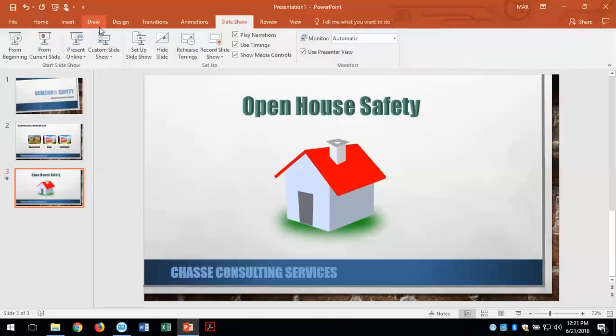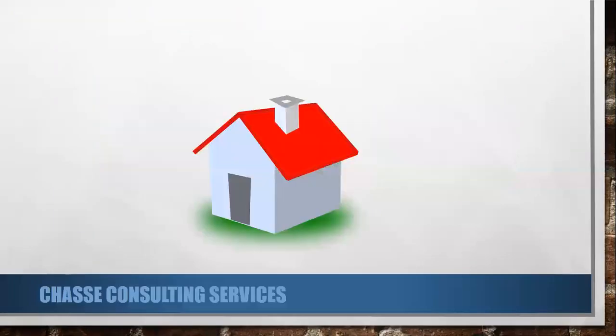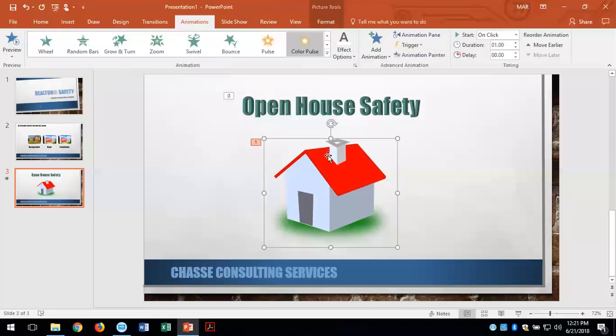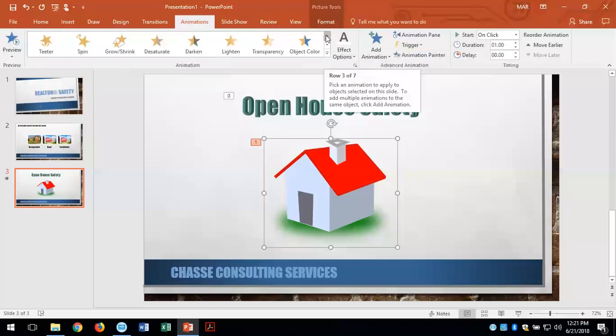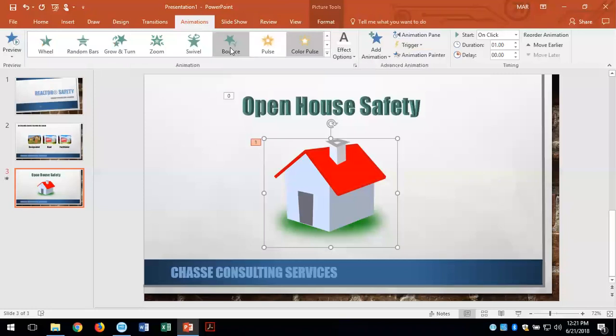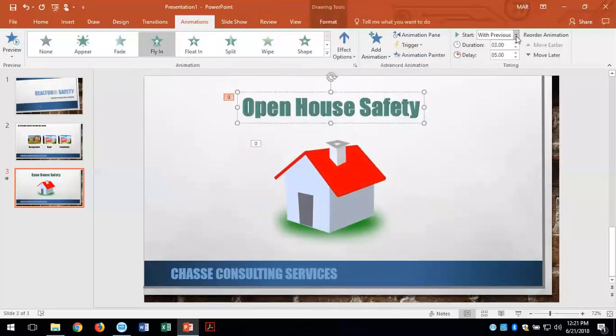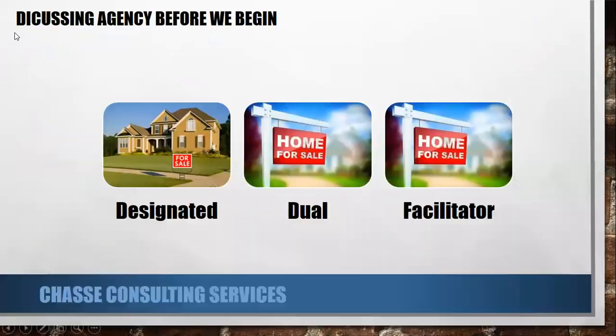So let's go back to the slideshow again, and let's start, and let's get over to number 3. And I don't think it actually, the color pulse may not work with the picture. Maybe we need to try a different one, let's try bounce. No, let's try swivel. So we're going to swivel the picture instead. And this time we're going to do it with previous. So we're going to do it when it first comes up. We're also going to make sure that our text does the same thing. Okay, so we're good there. I'm going to view the slideshow, and you'll see that it works the same way as the text.